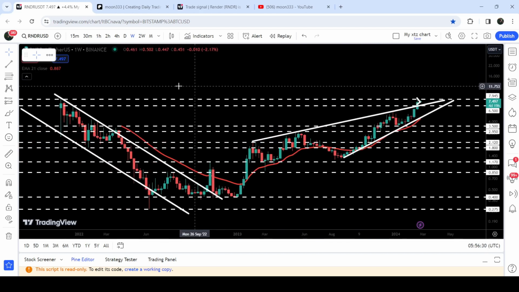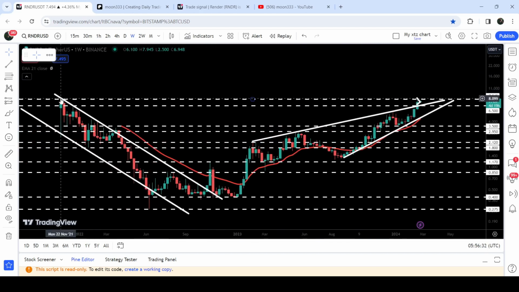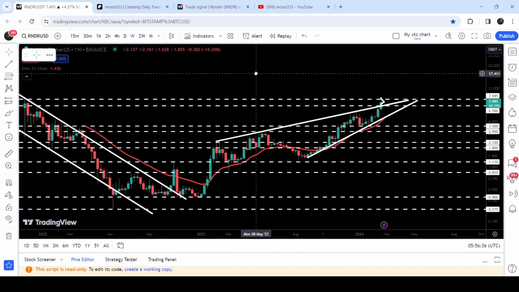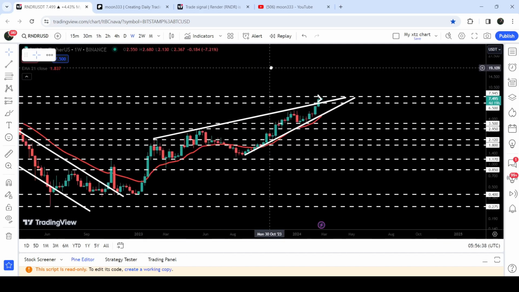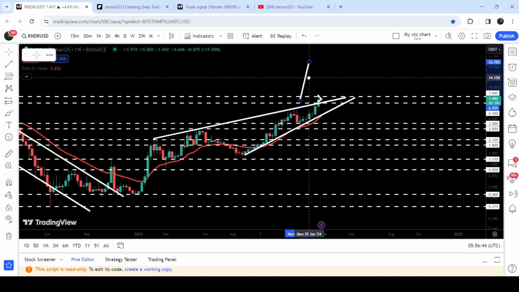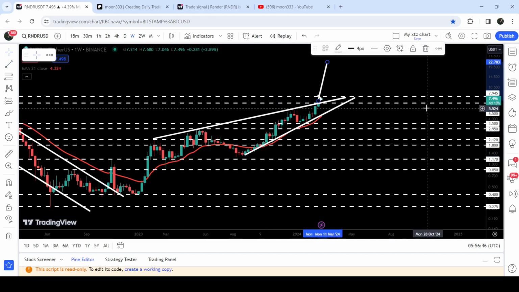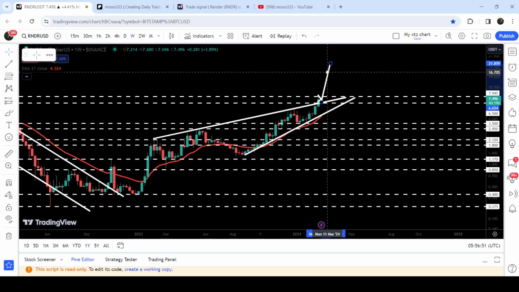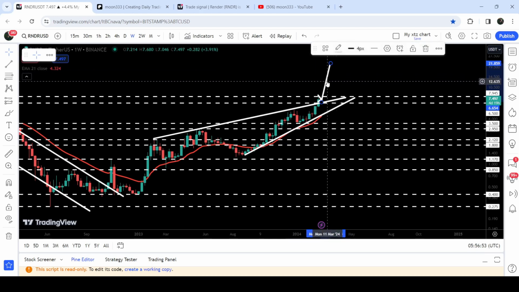Now, if we take a look at the targets, then the target for this breakout from the channel was here. That was approximately between $8 to $10, and you can see that the price line has almost reached that target. And now, if we take a look at the target for this huge breakout from this big rising wedge pattern, that target is here. That is approximately between $20 to $22. So this was the update so far.